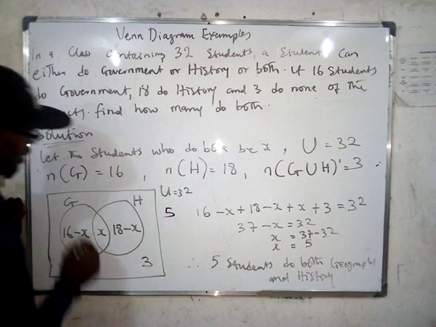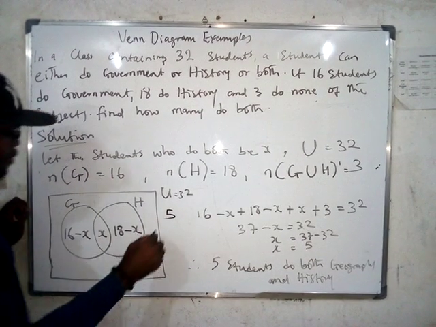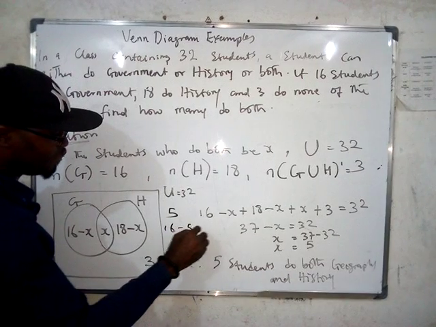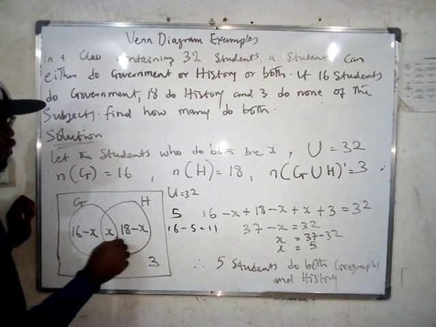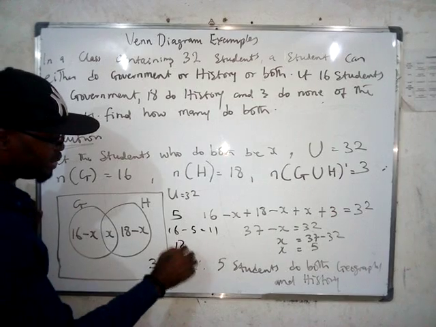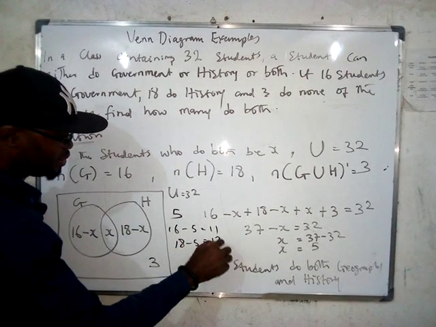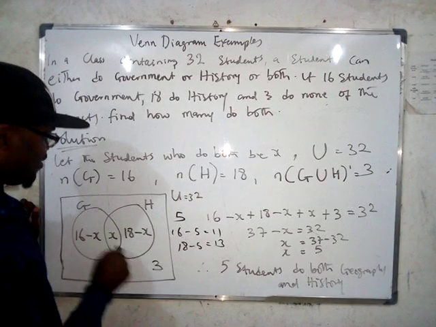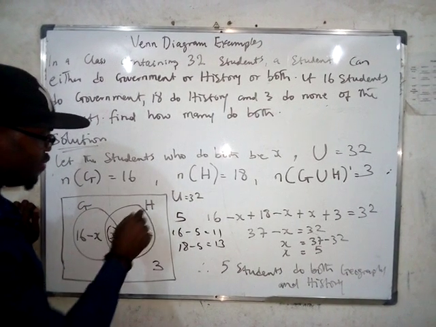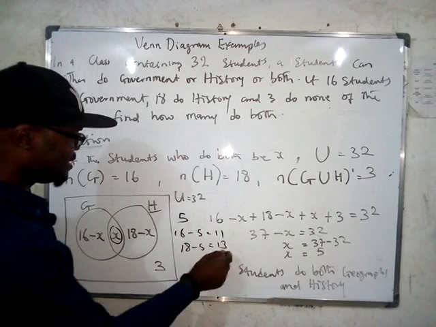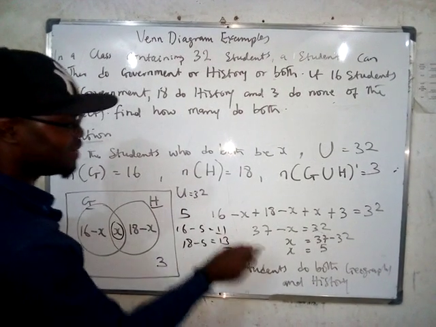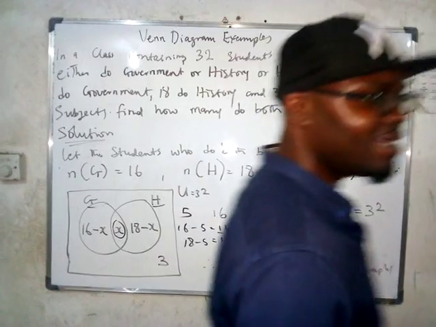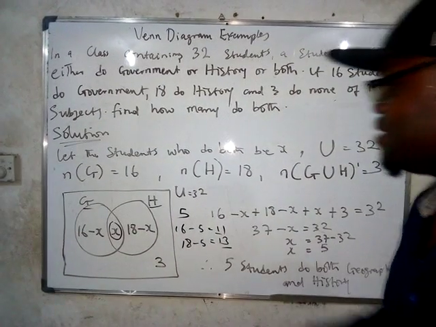So that means that people doing both history and government is 5. What are people doing only government? It will be 16 minus 5, which is 11. People doing only history will be 18 minus 5, that is 13. Is that clear? So now you can find the people doing both, people doing only H, which is 13, and people doing only G, which is 11. Is that clear? So that is how you do the calculation.